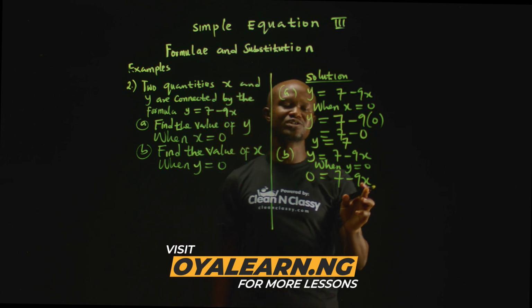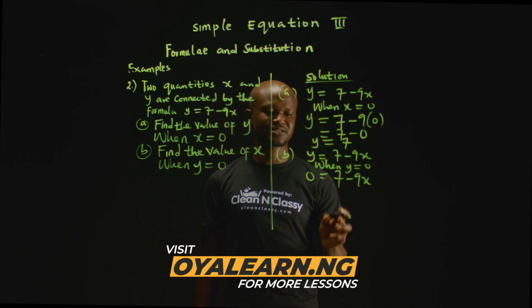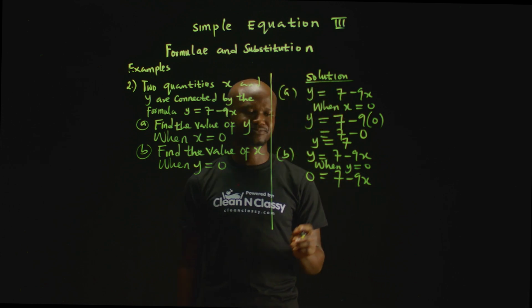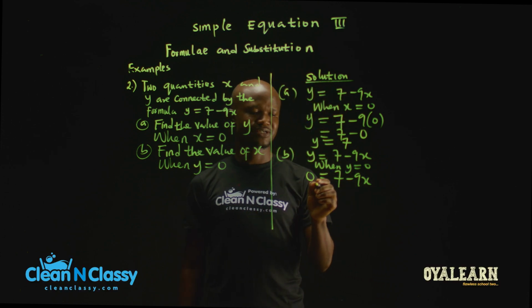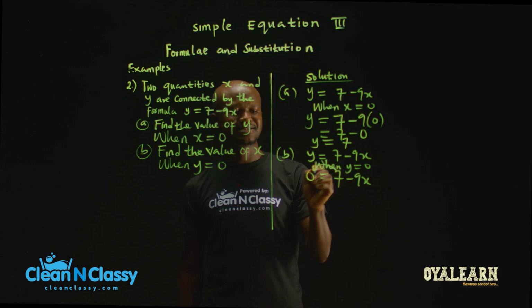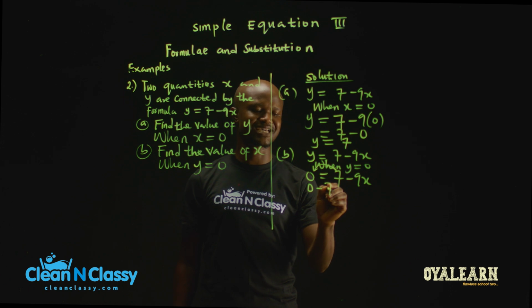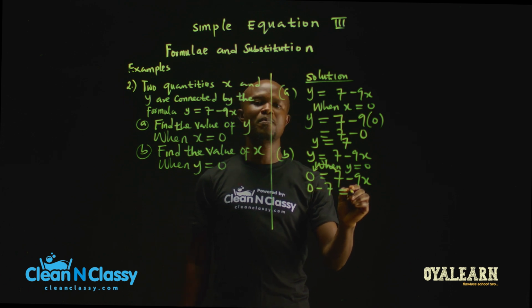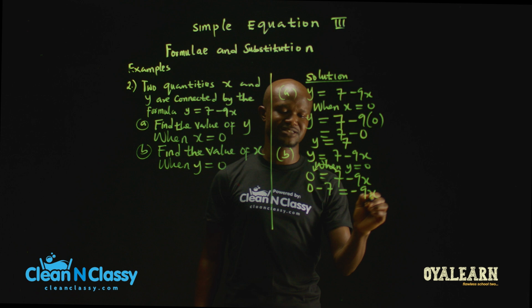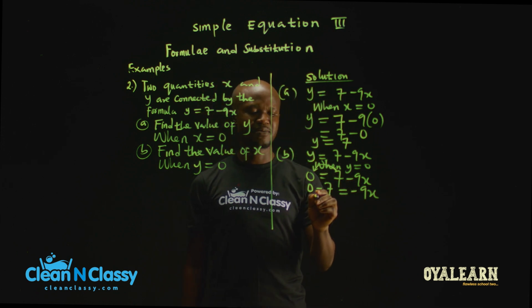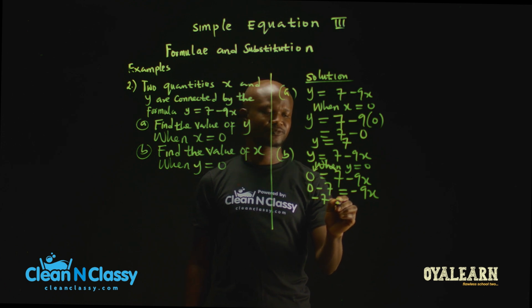Now, we are going to solve for x. To solve for x, we are going to collect the like terms. Collecting the like terms, we can bring 7 to the left. So we have 0 minus 7 equals minus 9x. We are taking away 7 from 0. That will be what? Minus 7.